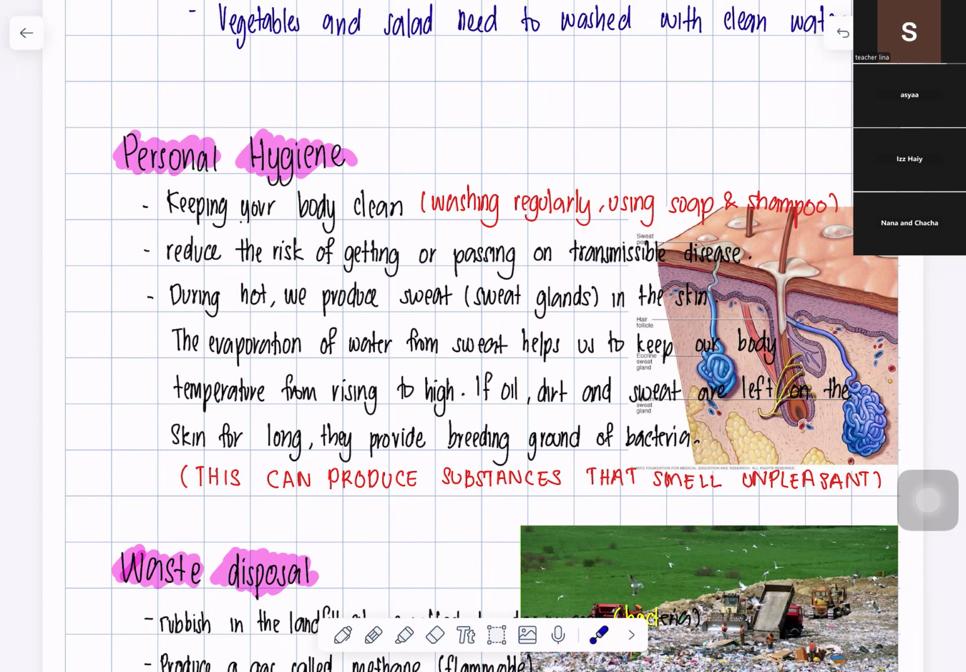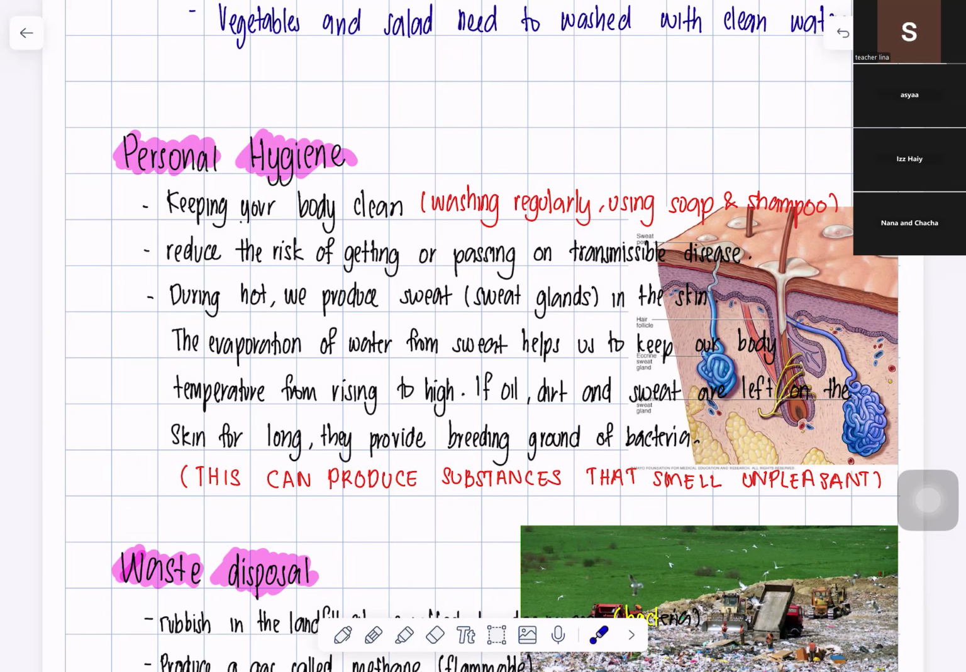The sweat contains what? I don't remember what it contains. Sweat contains lysozyme. Lysozyme is an enzyme that destroys or kills bacteria. Okay, so is it clear? Yes, it's true.